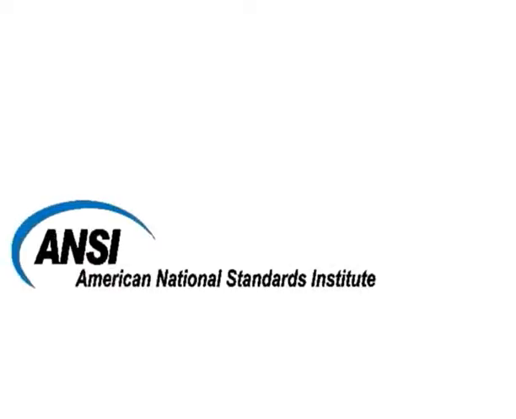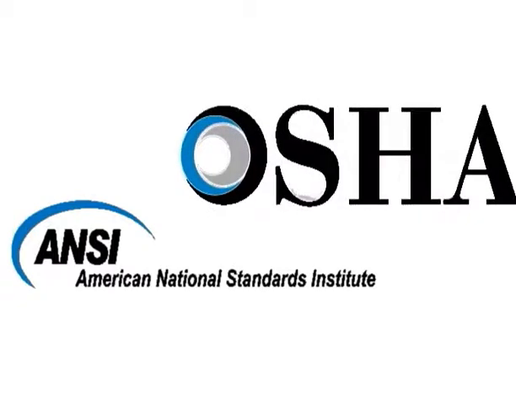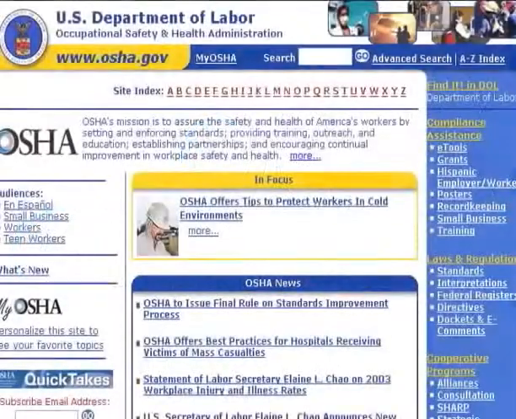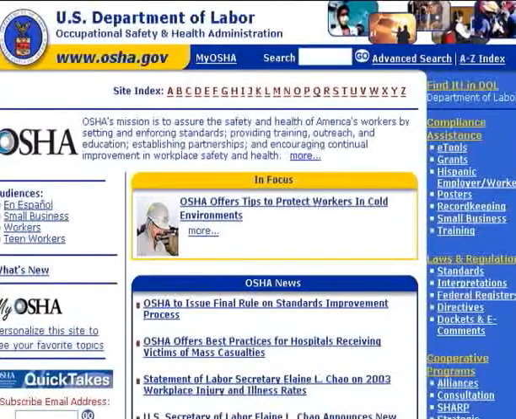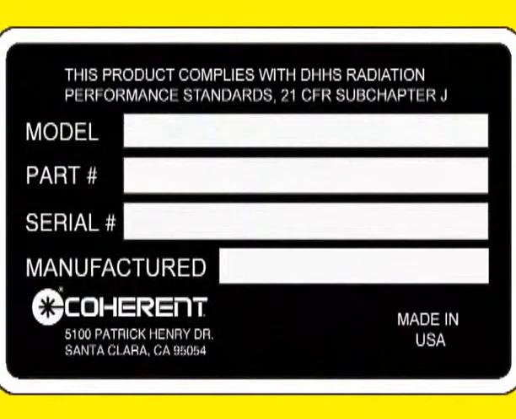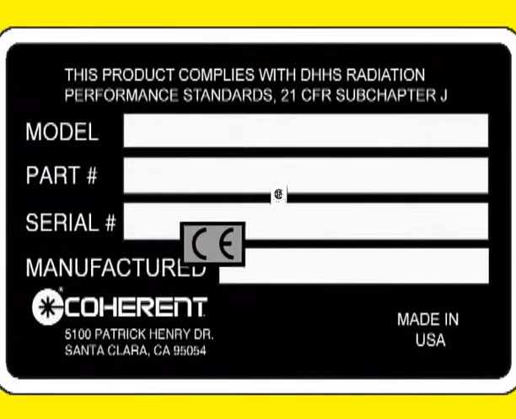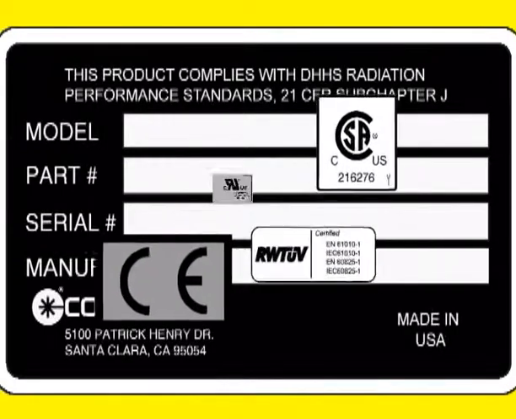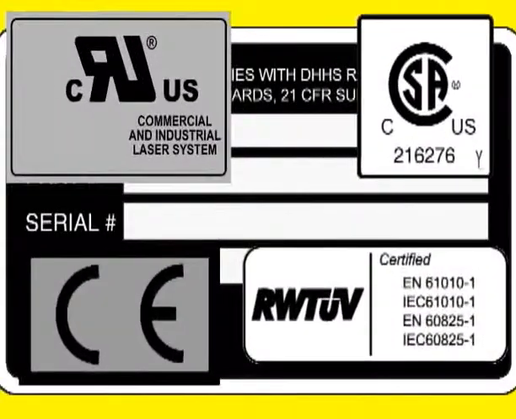As with any laser product, there are specific laser safety standards with which Coherent products must comply. The American National Standards Institute, or ANSI, and the Occupational Safety and Health Administration, or OSHA, govern the safety guidelines for lasers, such as laser classification. To address other safety concerns, these lasers must also adhere to the Code of Federal Regulations, or CFR, CDRH, CE, CSA, TUV, and UL guidelines.